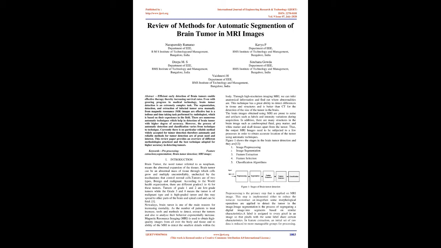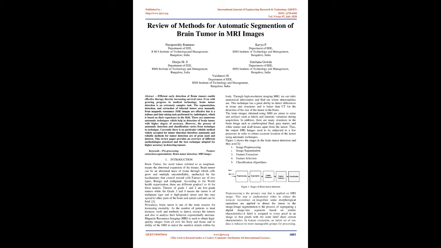There are numerous automatic techniques which help in detection of brain tumor with a higher degree of accuracy. However, the process of automatic detection and classification varies from technique to technique. Currently there is no particular reliable method widely accepted for tumor detection, therefore automatic and reliable methods for tumor detection are of great need and interest. This review paper provides an overview of different methodologies practiced and the best technique adopted for higher accuracy in detecting tumors. Keywords: pre-processing, feature extraction, segmentation, brain tumor detection, MRI image.